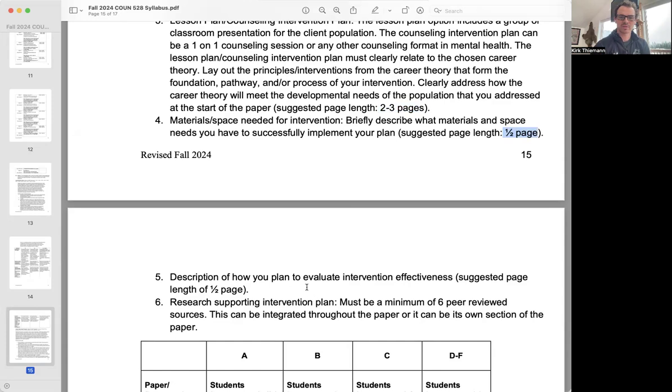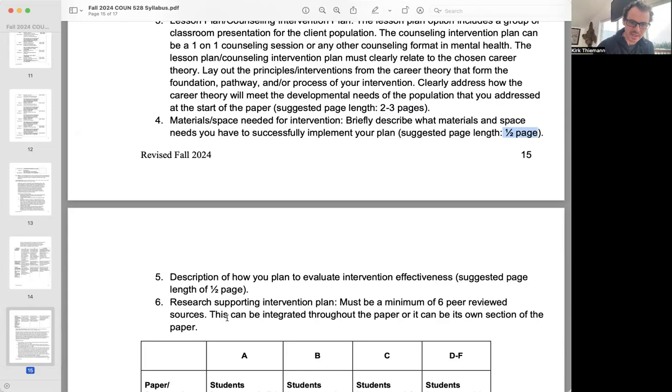And then a description of how you plan to evaluate the intervention's effectiveness. So once again, that's not expected to be a really long portion. Just a half page is the suggested length that I give you, but it's a really important phase. How do you know that it's successful? What data are you receiving from either the clients or the students to know that it's successful or not? That can be quantitative, that can be qualitative, it could be formal, informal. You make that decision, but just be thinking about how to know that you're actually meeting what your hopes are.